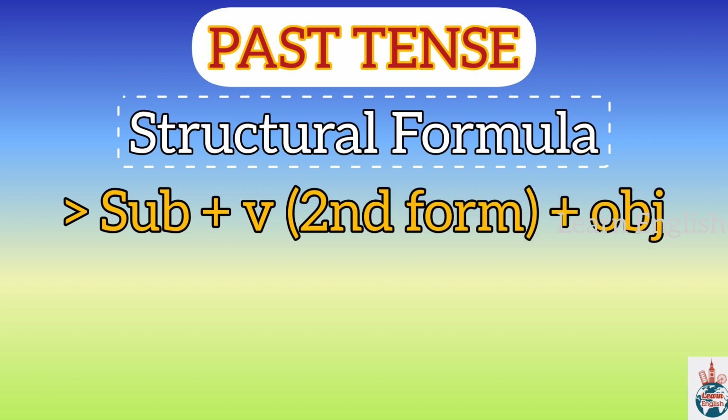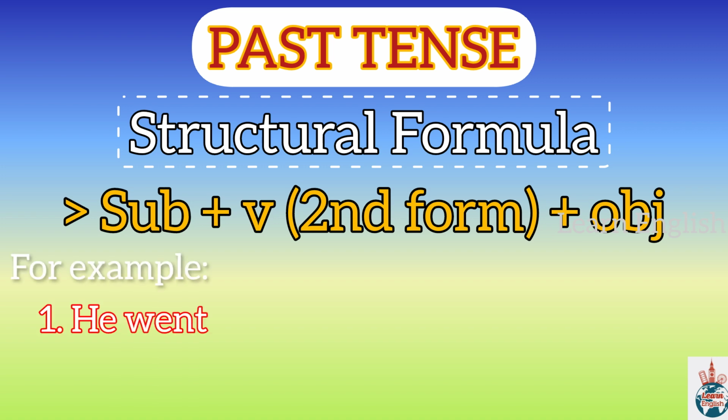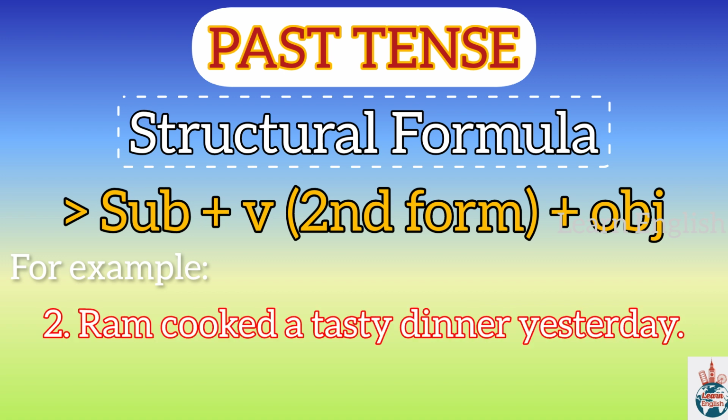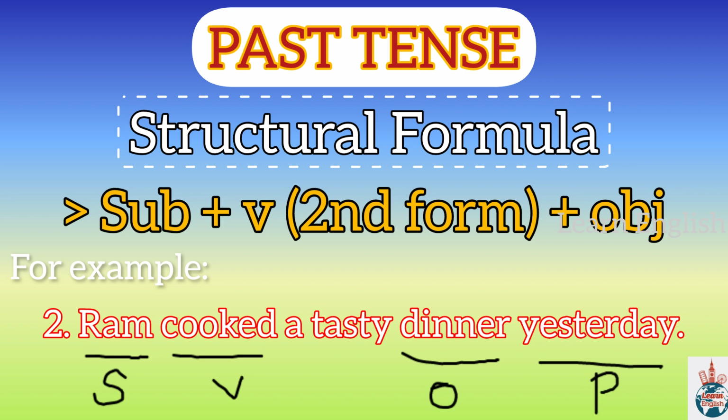What is the structural formula for past tense? Subject plus verb, second form, plus object. For example, he went to the supermarket yesterday. Here, he is the subject, went is the verb second form, and supermarket is the object. Next example, Ram cooked a tasty dinner yesterday. Here, Ram is the subject, cooked is the verb second form, and the tasty dinner is the object. And yesterday shows the past activity.